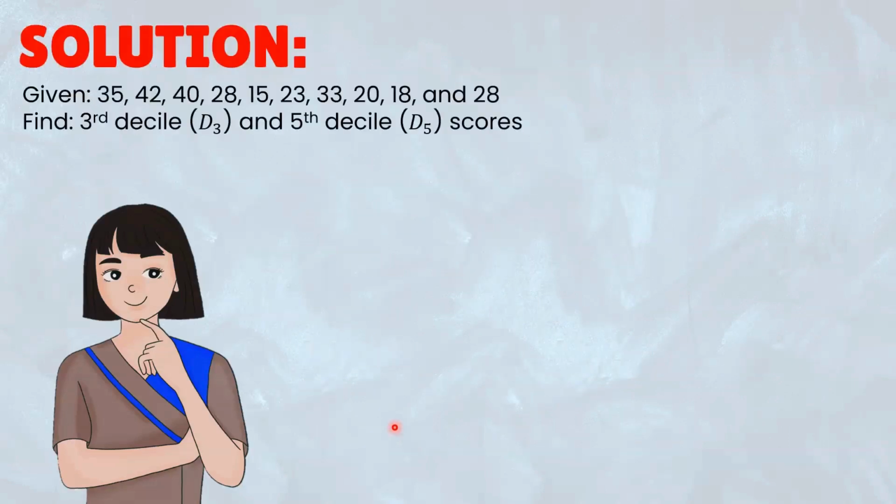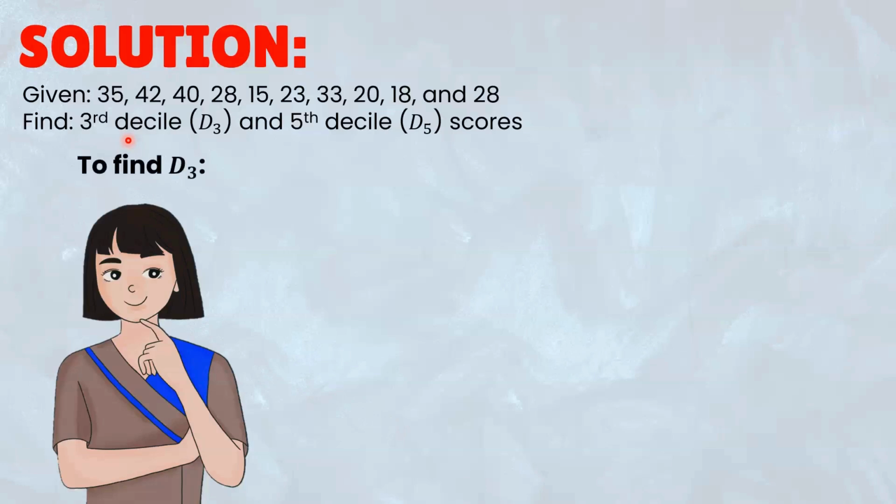Okay, so again, let's recall the steps. First step, arrange the values in ascending order. Second step, use the formula for deciles to determine the location of the unknown decile. If our answer in step 2 is a whole number, no need to proceed to step 3. But if our answer in step 2 is a decimal number, we have to proceed to step 3, which is interpolation. Okay, so let's first find the third decile value.